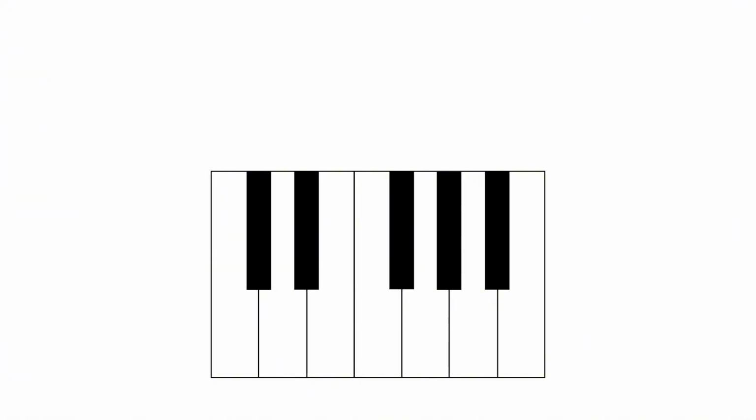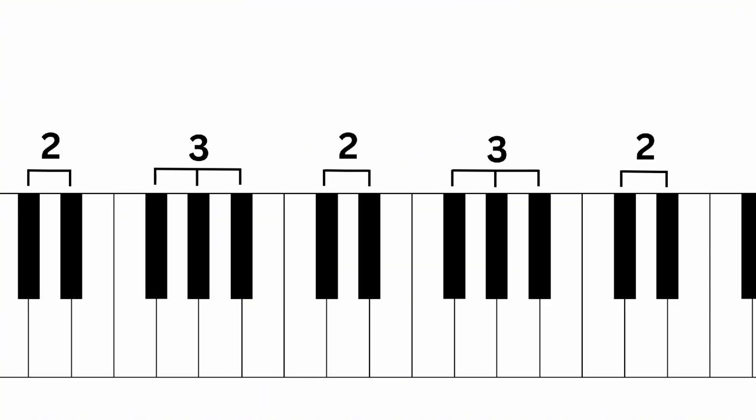We are going to start by looking at the black keys. Notice that there are two sets of black keys. One group of 2 black keys, followed by a group of 3 black keys. This pattern of 2 black keys followed by 3 black keys repeats all the way up and down the keyboard, and it will help us find some landmark notes.